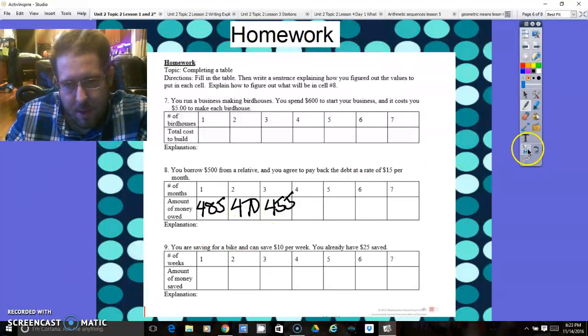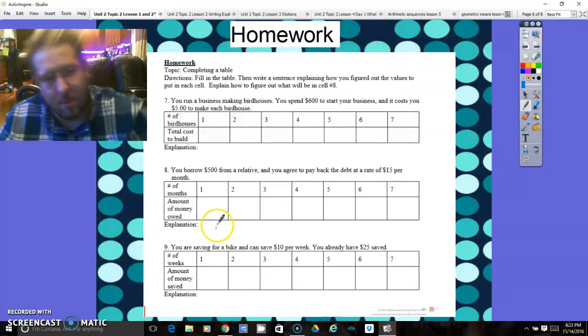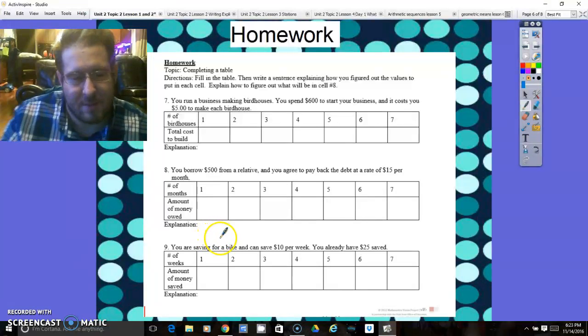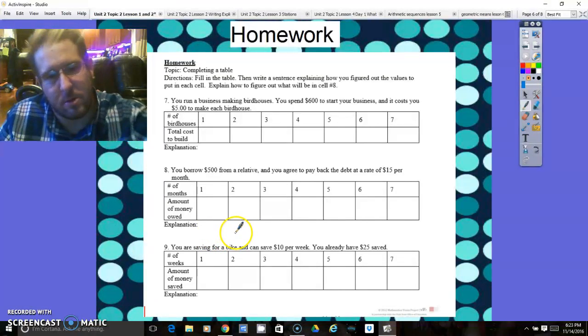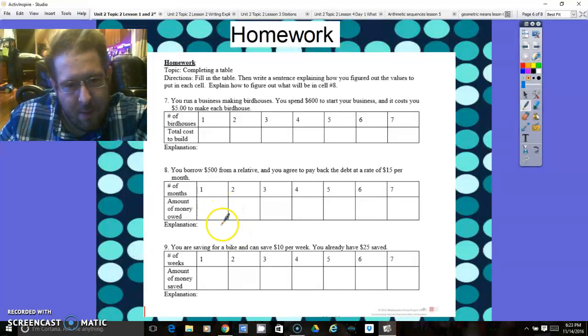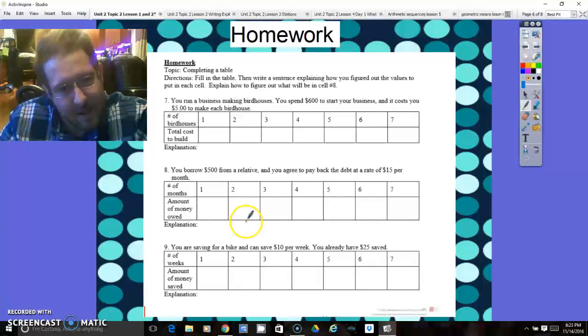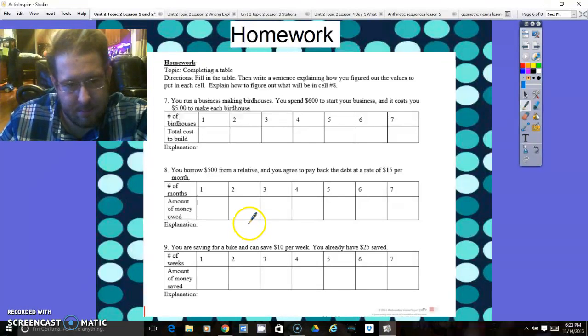All right, so then what are we talking about? That would be f sub n is equal to f sub n minus 1 minus 15. That would be the rule for recursive. And the explicit would be $500 minus 15x.